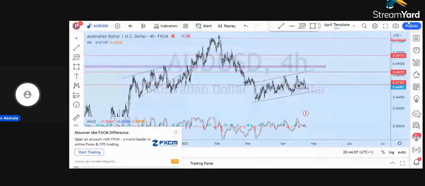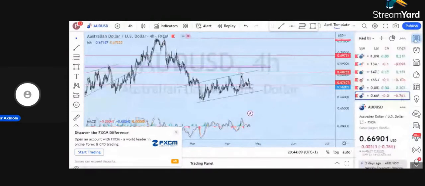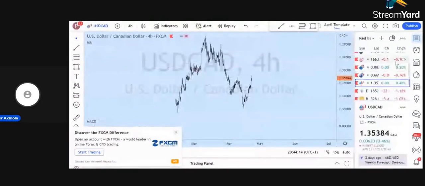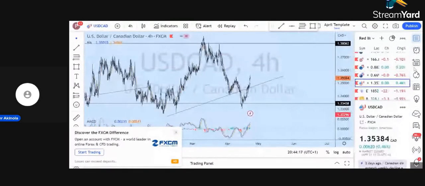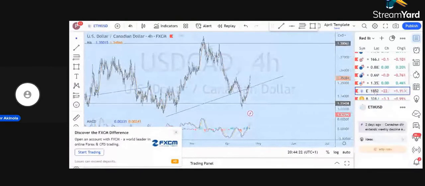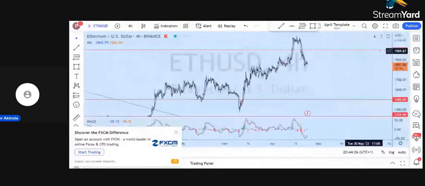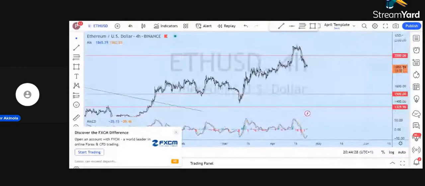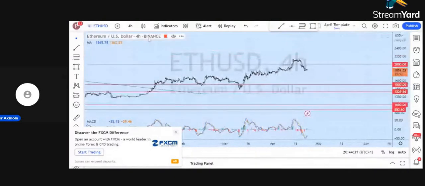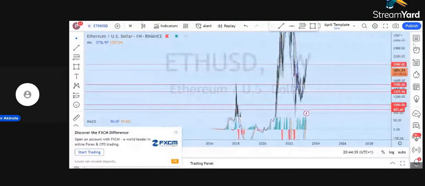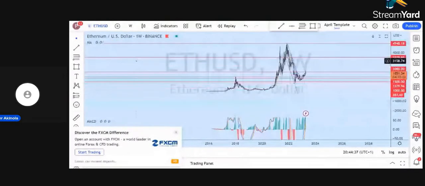So that's that for the forex pair. Let's check crypto pair a bit. Okay, let's start with Ethereum USD. Let's start with Ethereum. Daily charts.